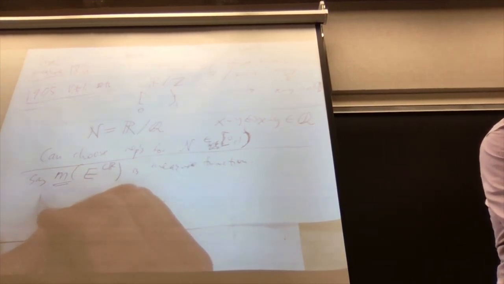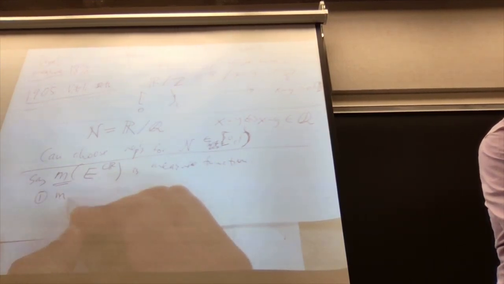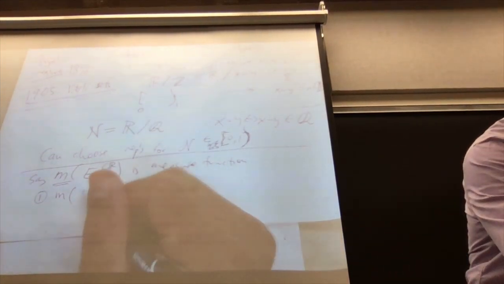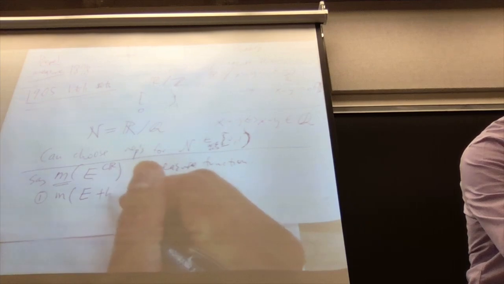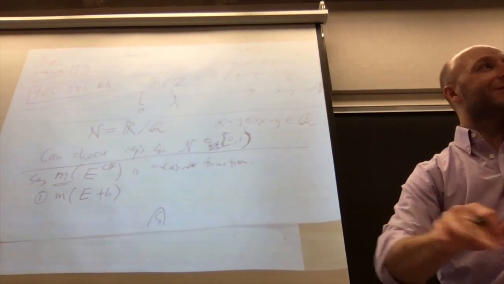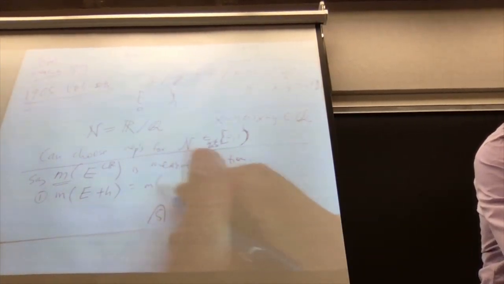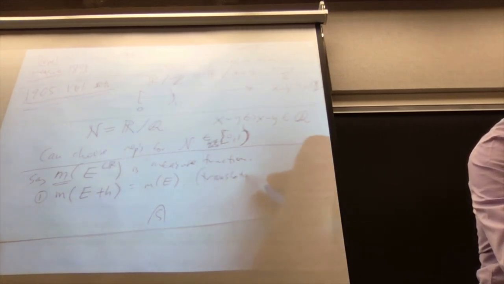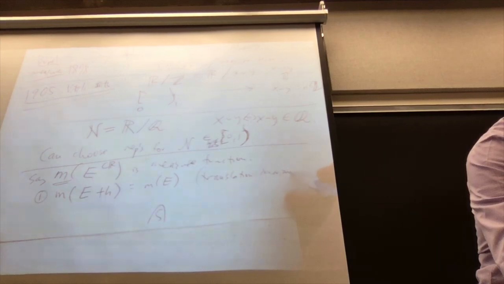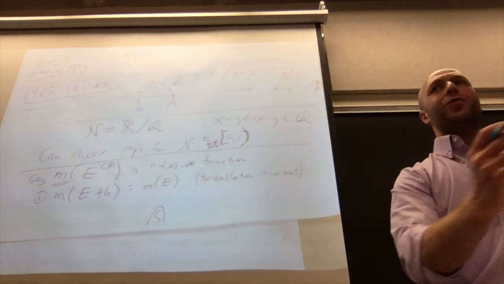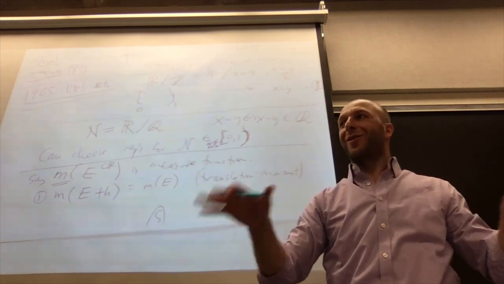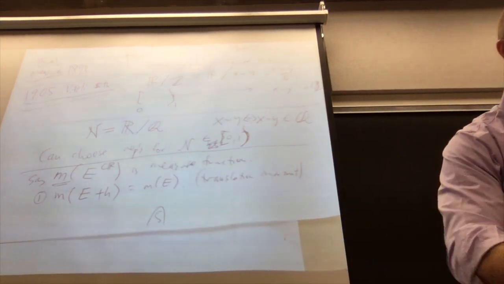What properties do I want? It better be translation invariant, right? If I take the set E and I translate it all by some real number H, that had better be the same. So this is translation invariant. We don't want 1 to 2 to have more measure than 2 to 3 in the real numbers.